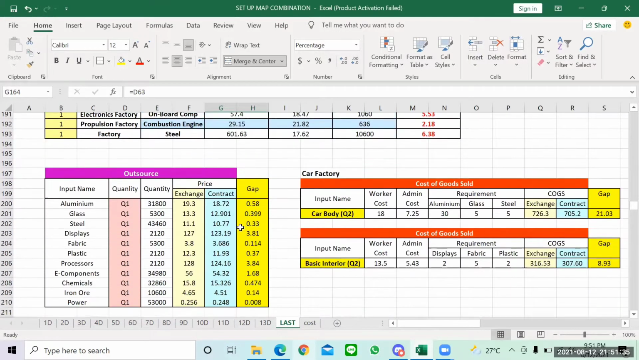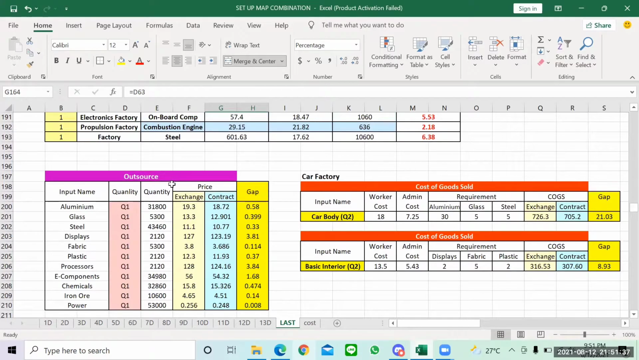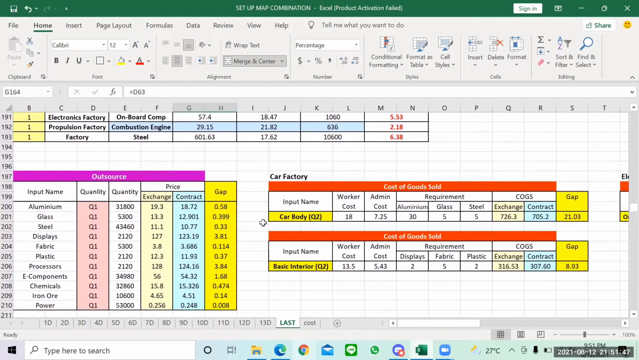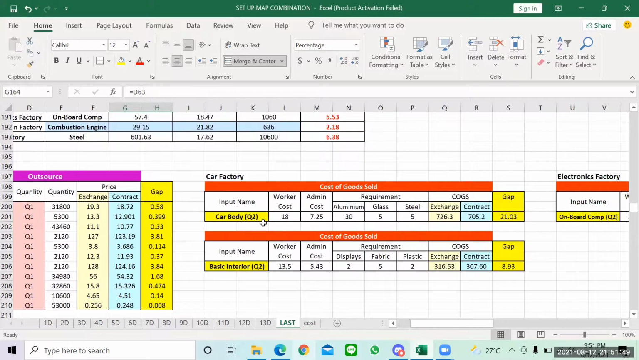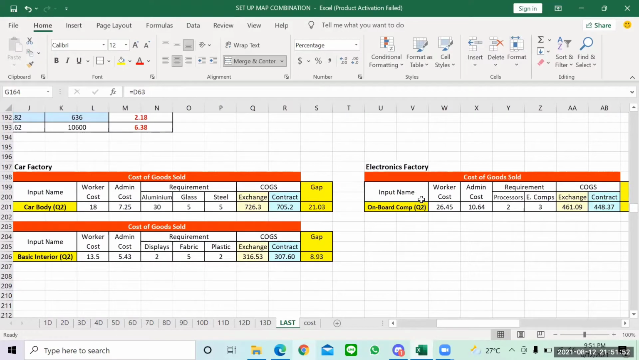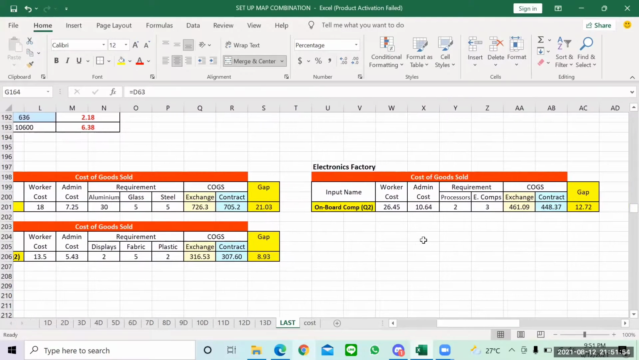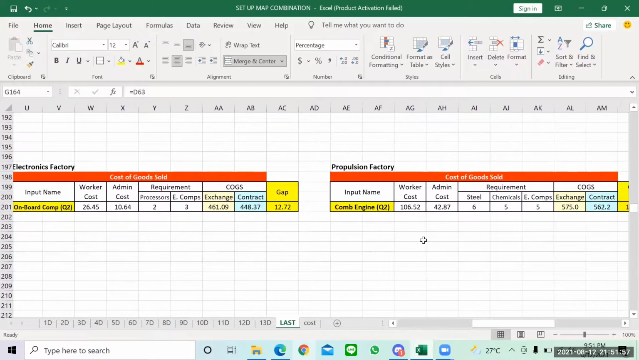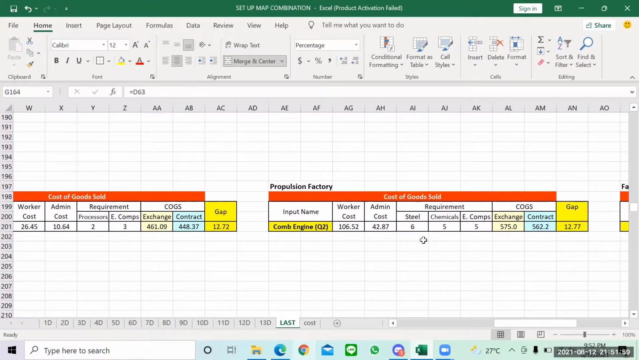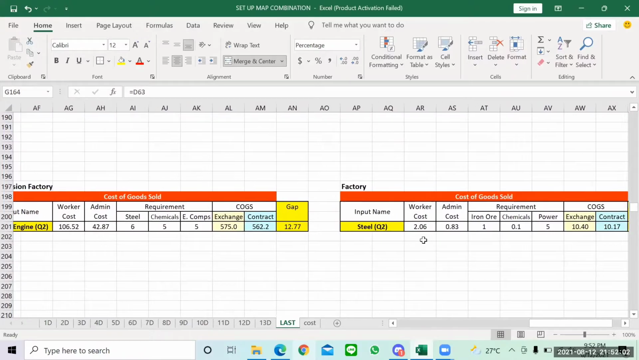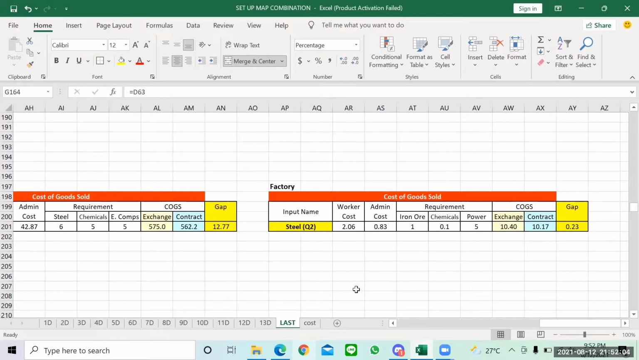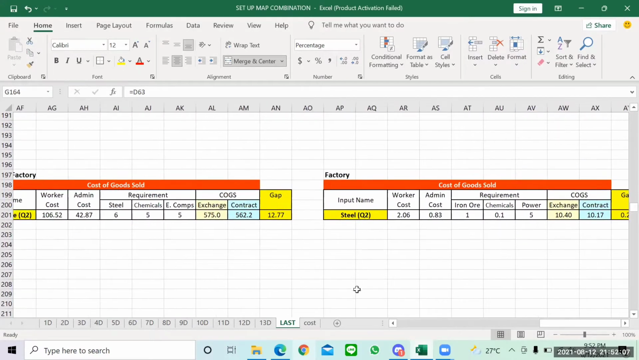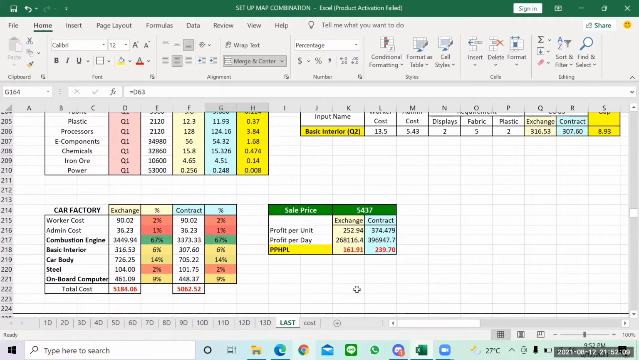So this is the list of what kind of inputs that you need to buy. You can see the quantity requirement. And all of them are quality one. And now this is the sourcing cost, as you can see. And this is using the current exchange price. You can pause the video to look at it.